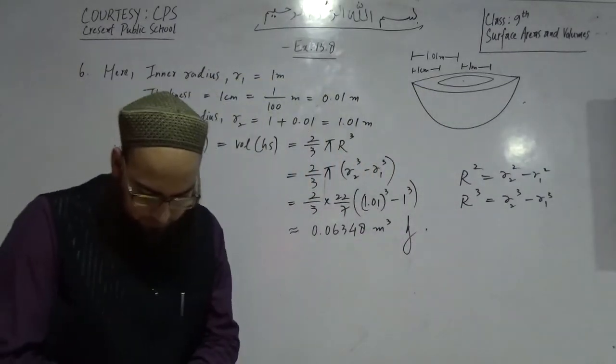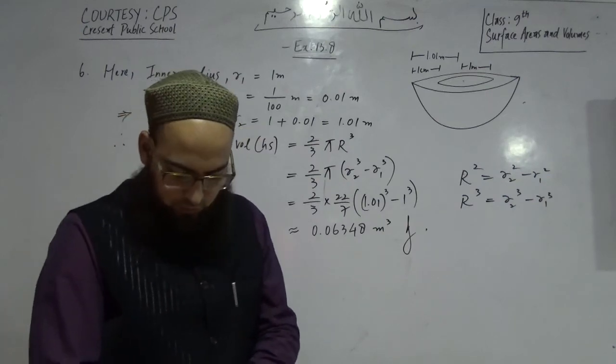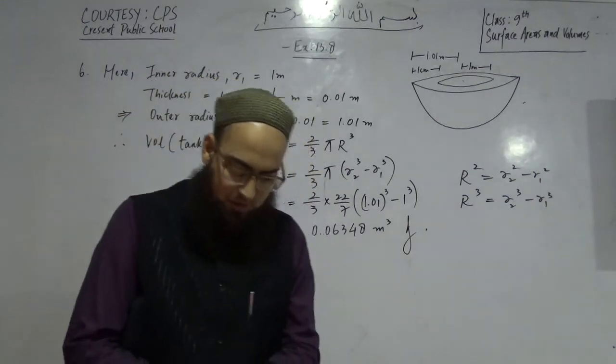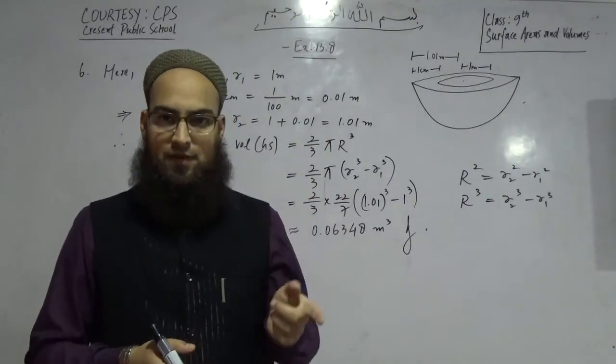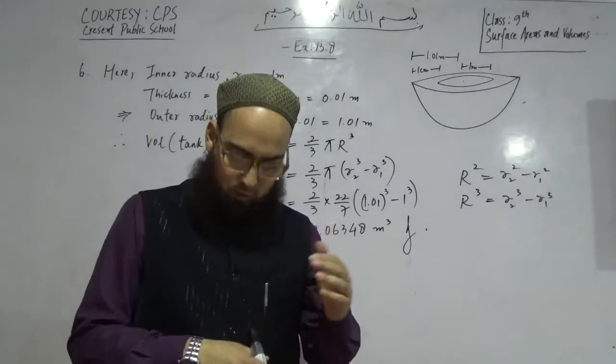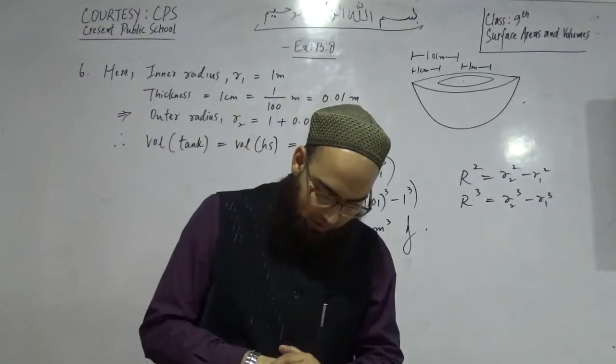Then you have question number 7. Find the volume of a sphere whose surface area is 154 square centimeter. Now surface area is given. First of all, you apply the formula for surface area, that is 4 pi r square. Equate that to 154, you'll get the radius, then find the volume, 4 by 3 pi r cube.